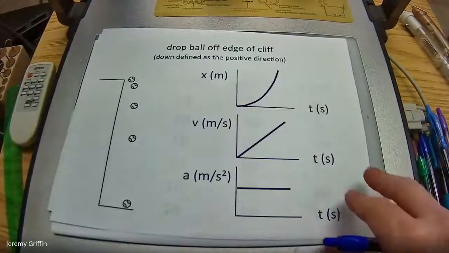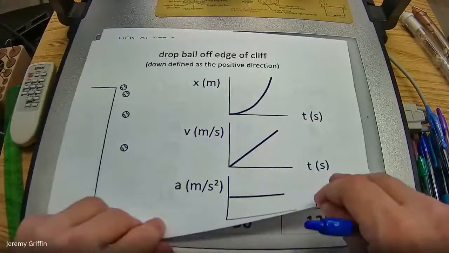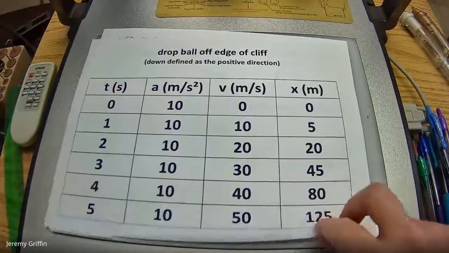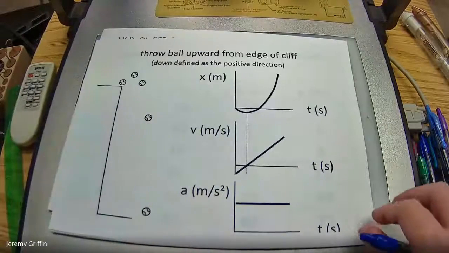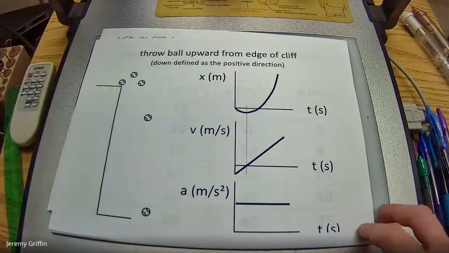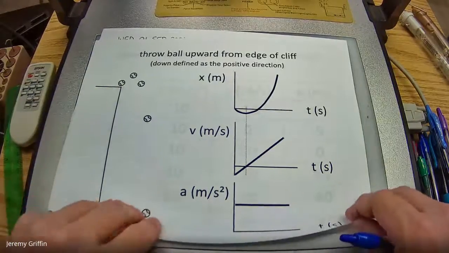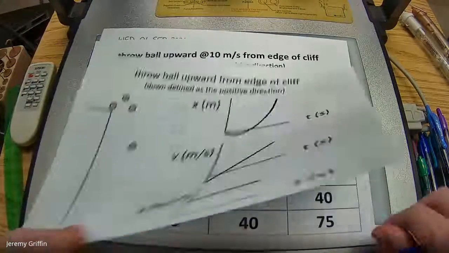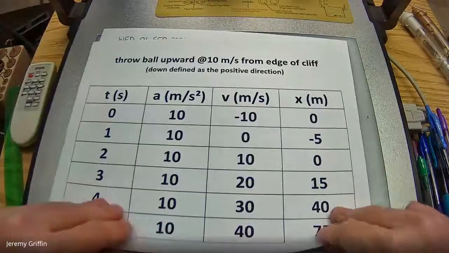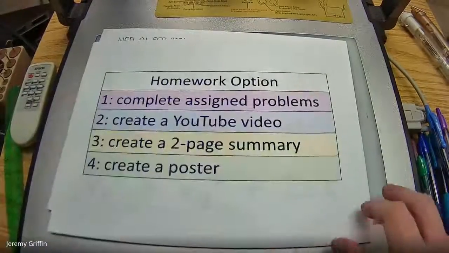Okay. You guys have seen balls dropped off cliffs. There's graphs. There's a table of values that goes with that. Then we started throwing balls, throwing them up, throwing them down. I do have a little poster for throwing the ball upward. Okay, there you go. There's an example table of numbers that could possibly match with those.